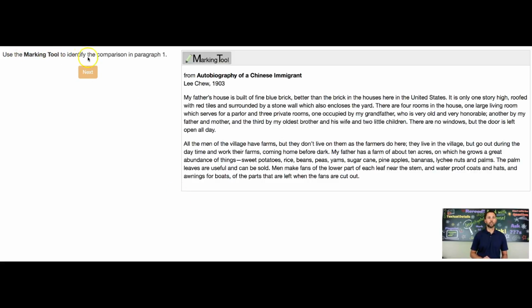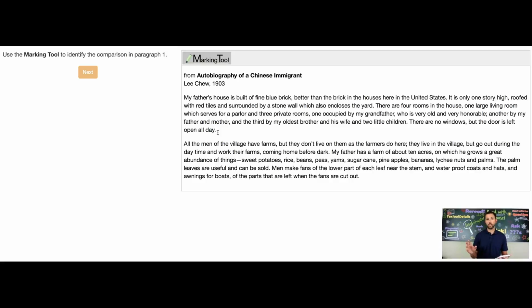Use the marking tool to identify the comparison in paragraph 1. Alright, so this is our title, and this is the author. This was published in 1903, and then we get our first paragraph. So what we need to do is look for a comparison inside of this paragraph.